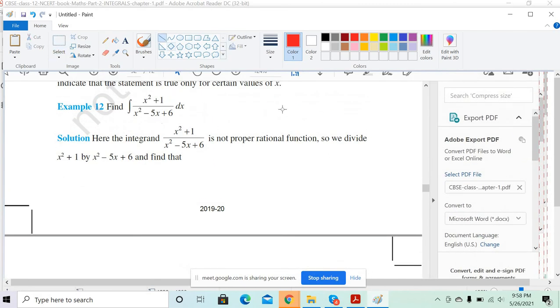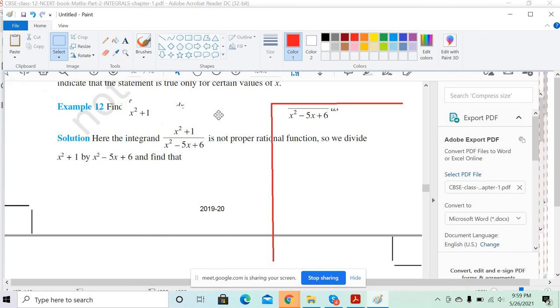So what I'll do, I'll put the line here. I'll put the denominator here, x square minus 5x plus 6. Fine. And let's put x square plus 1 here. Is it okay? So I put it here, x square plus 1. Is it okay? Yes, sir.